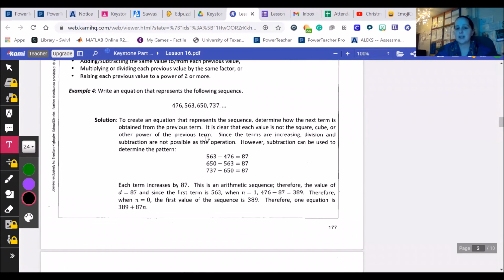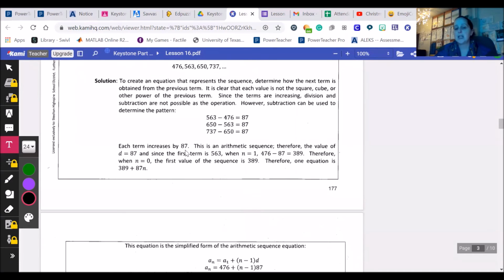563 minus 476, so I take my first 2 terms and subtract them, I get 87. I take my next 2 terms, I get 87, and I take my last two terms and I get 87. Each term increases by 87. This is an arithmetic sequence. Therefore, the value of d equals 87. And since the first term is 476, when n equals 1, 476 minus 87 equals 389. Therefore, when n equals 0, the value of the sequence is 389. Therefore, one equation is 389 plus 87n.